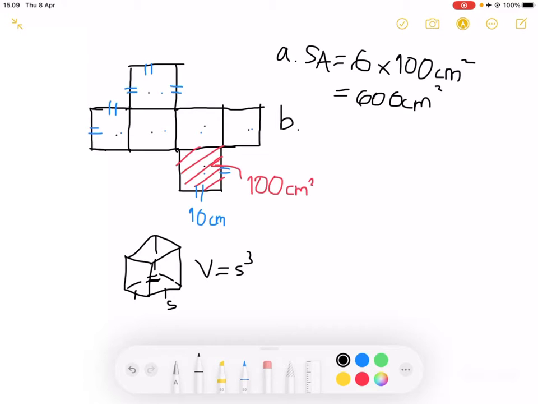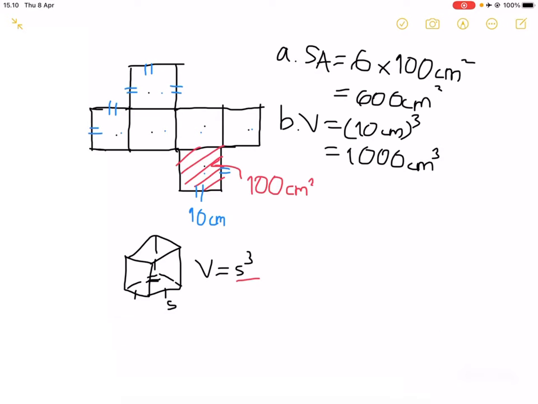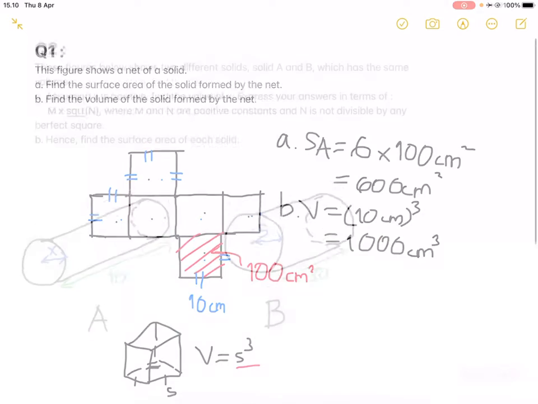side length cubed. And it's pretty easy to generalize this from the volume of a prism, which is the area of the base times the extension length, which will also give us s cubed, where s is the side length. In this case, our side length is 10 centimeters, so our volume will be 10 centimeters cubed, which will be 1000 centimeters cubed. So question 1 is pretty simple. Let's jump into question 2.